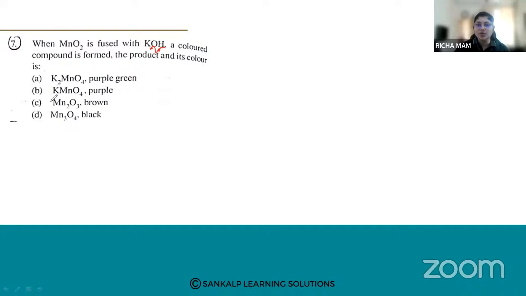These are the 4 options: A, K2MnO4, purple green; B, KMnO4, purple; C, Mn2O3, brown; and D, Mn3O4, black. Okay, Shiv Ganga has answered as B, Sita has answered as B, Aishu A, then Suma has answered it as B. Okay, so let us see what is the answer.